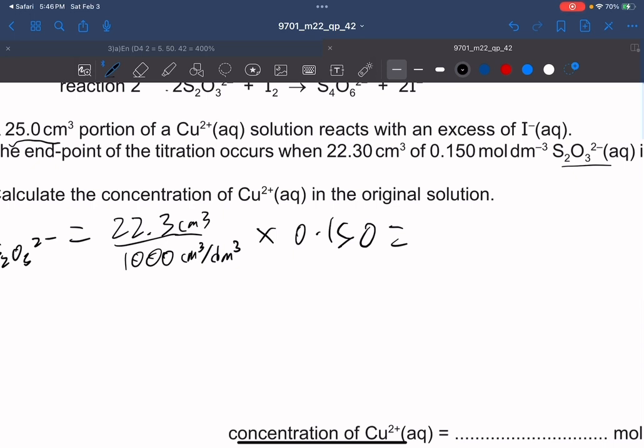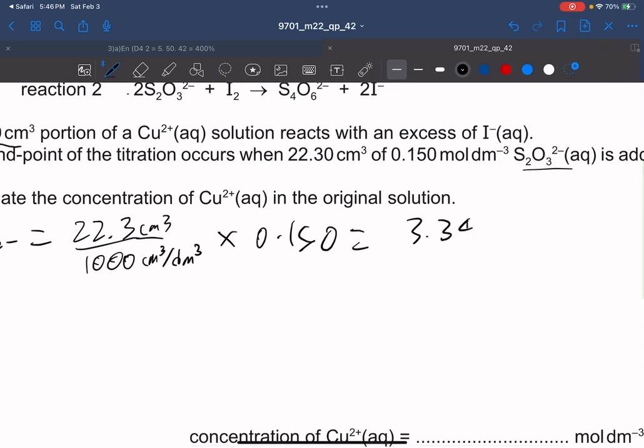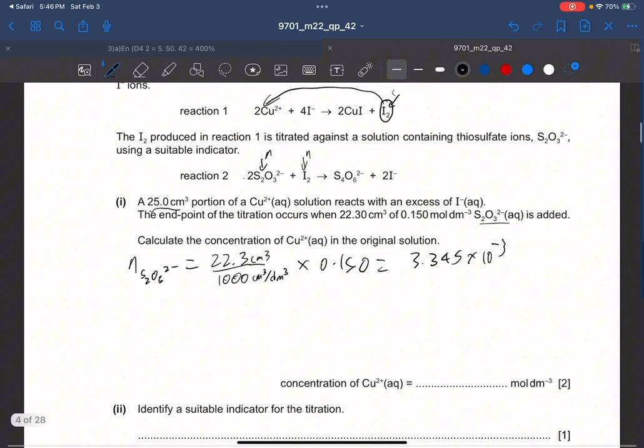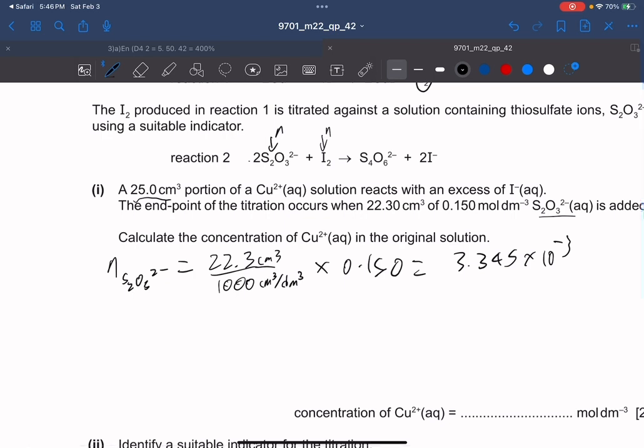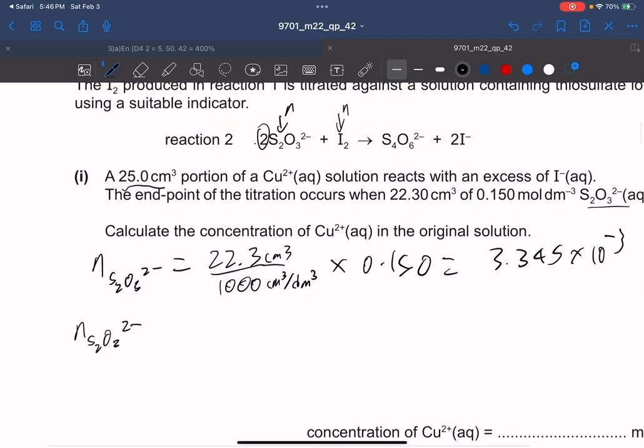So the moles is going to be 3.345 times 10 minus 3. Then here, this is where we can work our way backwards. So the mole of S2O3 2 minus, we can use stoichiometric coefficients here. There's double of that here compared to I2. So this is 2 times I2.